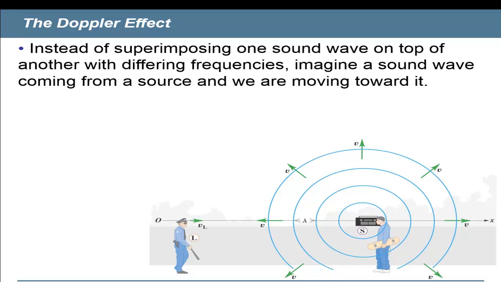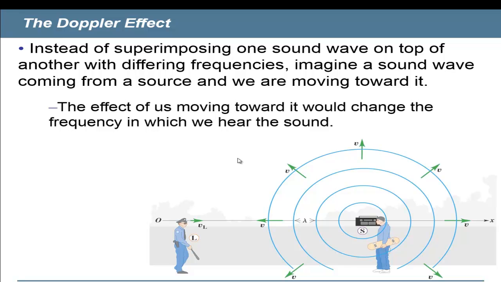So down here we've got the dude with the boombox and a skateboard, and he's standing still, and the cop is walking towards him. And so this will effectively change the frequency that the cop hears, right? The wave is moving this direction, but he is moving this direction. It's like having a change in the frequency and the sound that the cop hears, right?